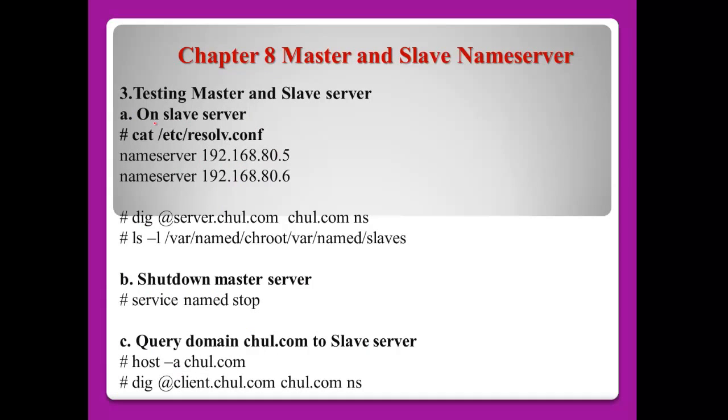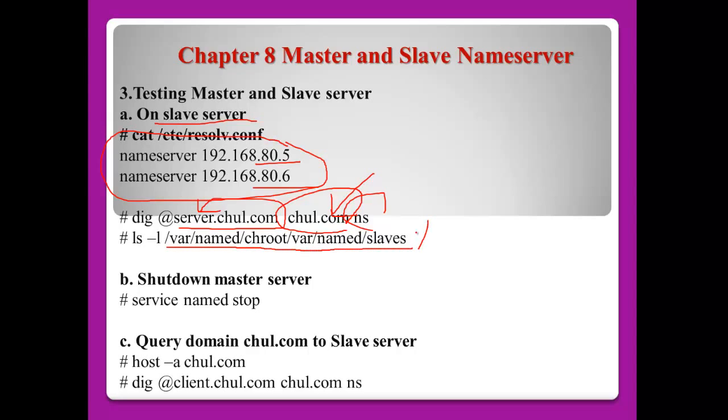Testing first on the slave server, add both name servers, 192.168. This is the master name server, and 86 is the slave name server. And for testing, dig @server char.com. This is the master name server, and query char.com. And what is the name server for this domain? And after that, var named chroot var named slave. So here you have to find the file from the master name server.